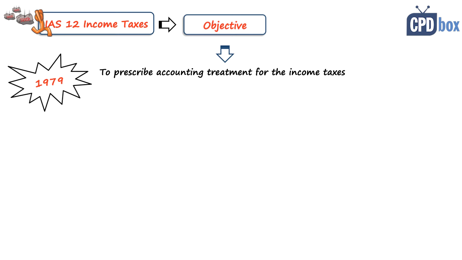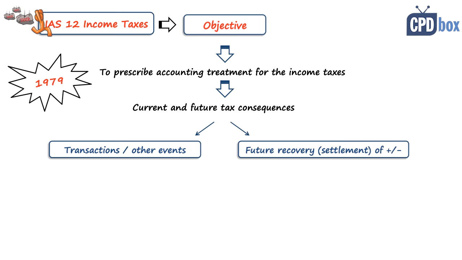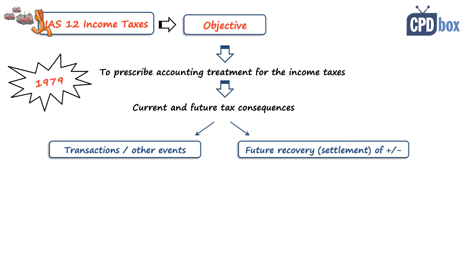And the principal issue here is to determine how to account for the current and future tax consequences of various transactions and other events of the current period that are recognized in the financial statements of an entity, and the future recovery of the carrying amount of assets or settlement of the liabilities in the entity's balance sheet or the statement of the financial position.